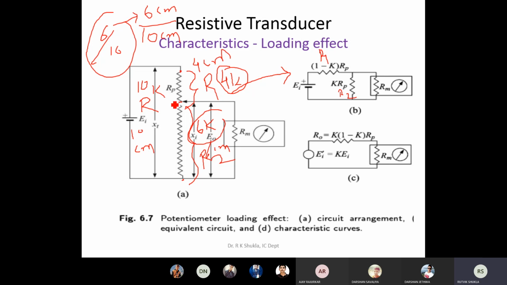So if I take this ratio 6 by 10, clear, that is xi by xt. If I take this ratio xi by xt multiplied by the total resistance, that is R, then I can find out the value of R2. R2 is equal to xi, xi means 6K, divided by 10K. Oh, sorry, 6 centimeter divided by 10 centimeter into 10K. So 10 will go, centimeter will go, so the output will be 6K.